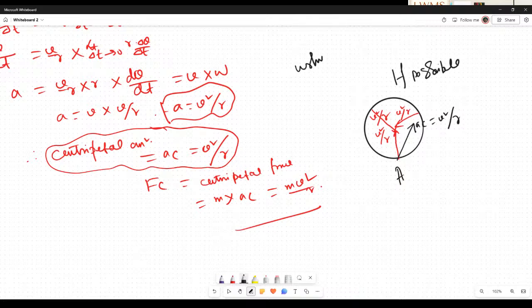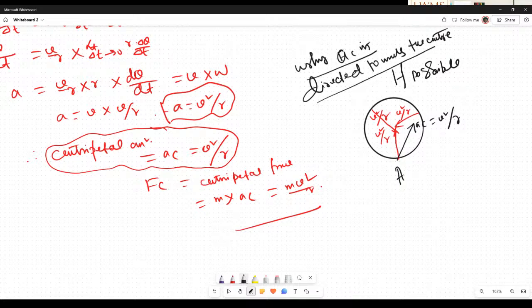You are writing the answer to this question: why is centripetal acceleration directed towards the center? If possible, let AC be directed as shown. Okay, let it be directed as shown in the diagram.